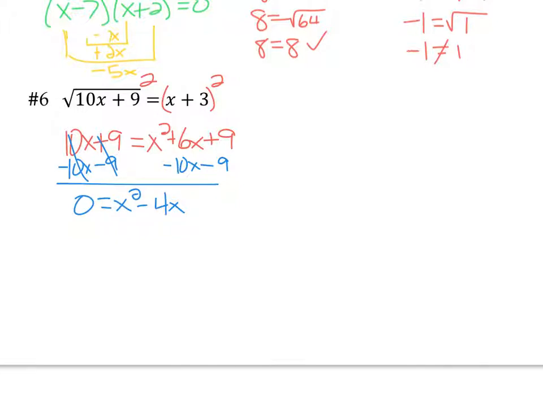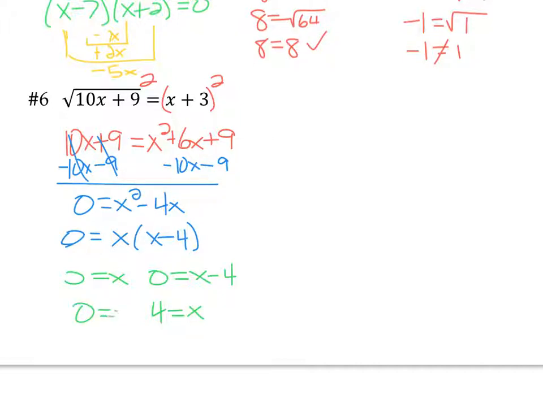Now this factoring is a little different. We're not going to have two binomials. We can take out a common factor of x. So we factor an x out of both these terms, and we're left with x minus 4. Now we can still set these each equal to 0. That's still why we do this. So we're going to have 0 equals x, and 0 equals x minus 4, which means x equals 4, x equals 0.